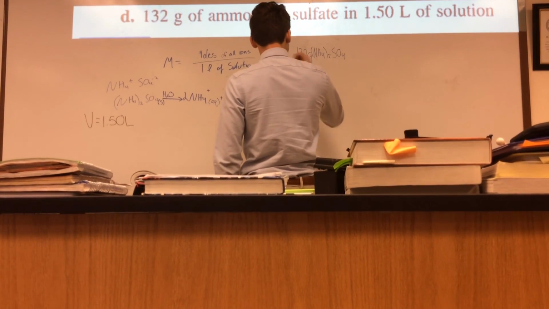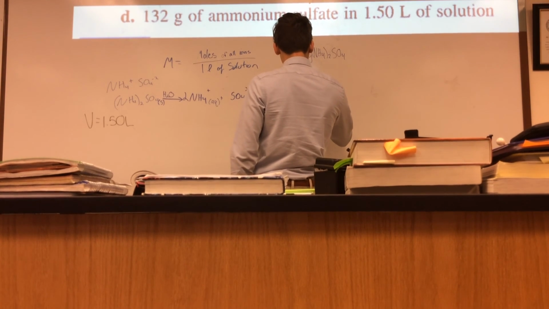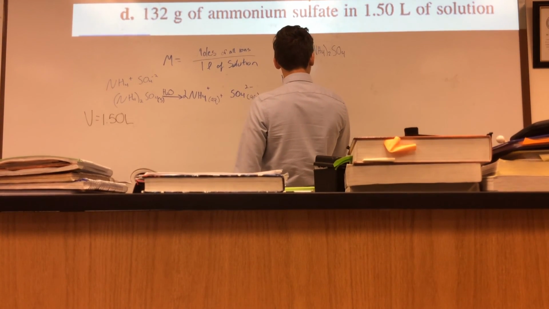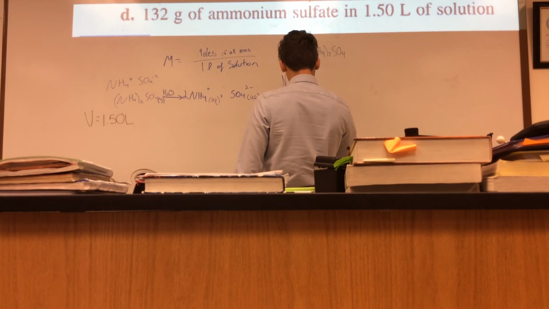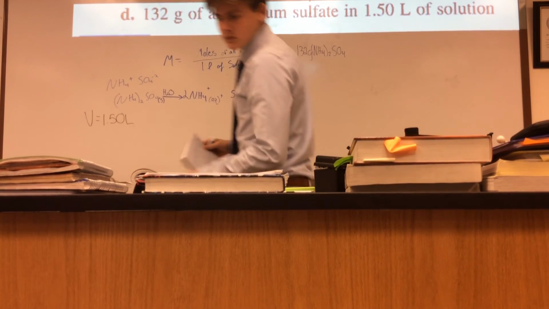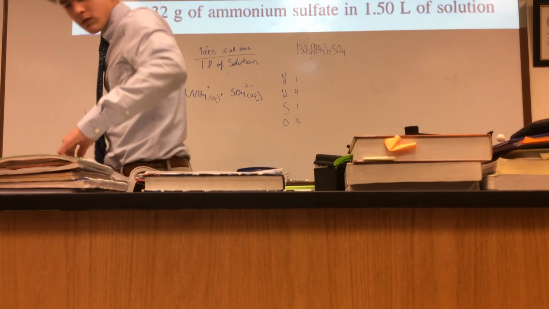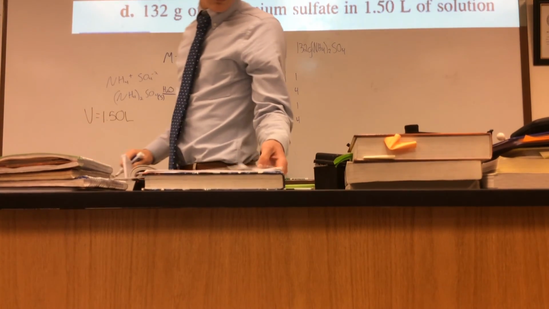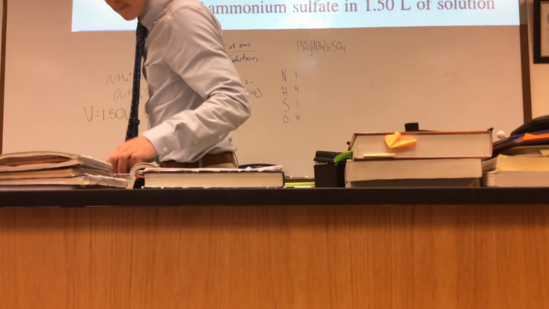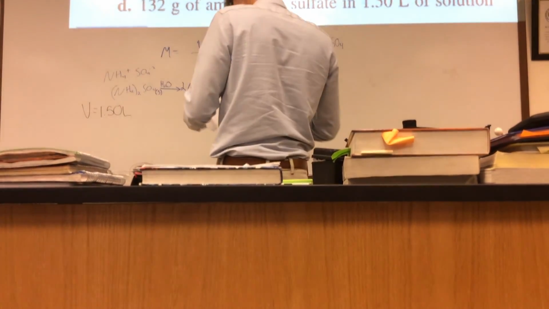Okay, once we do this step, we'll turn it into moles. And then we're going to multiply it by what? 3 moles of ions over 1 mole of ammonium sulfate. So we should probably get, let's see, 132 grams. This thing probably weighs, let's see, 14, 28. Okay.